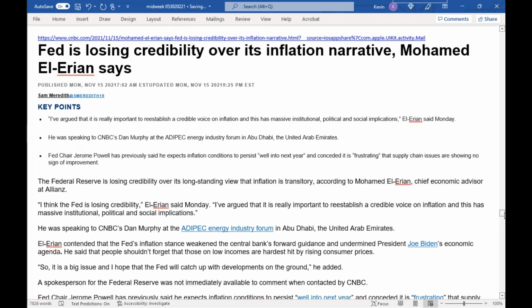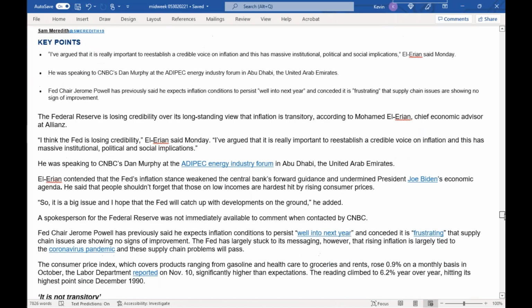I found it pretty interesting, a couple unique things that came up. This goes all the way back to 2021. The Fed is losing credibility over its inflation narrative, Mohamed El-Erian says. Again, this is Monday the 15th of 2021. Here we are in May of 2022. I just suggest you read through it because, boy, was he right on.